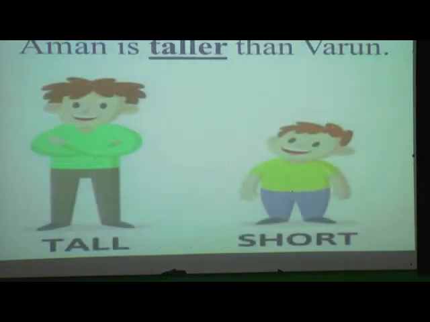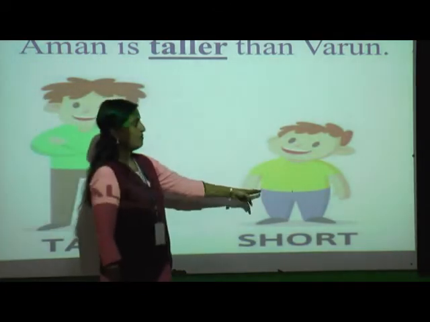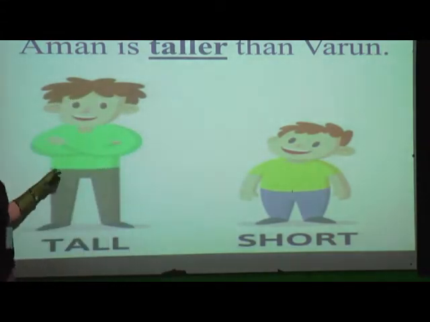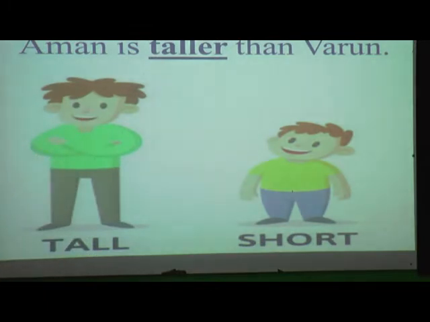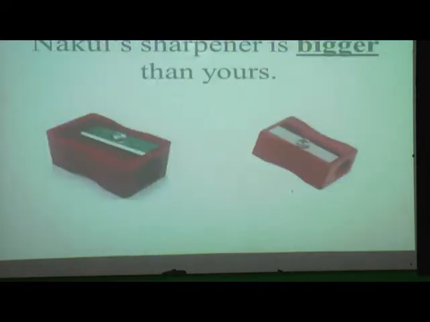Now here, Aman is taller than Varun. You can see here, he is Aman and he is Varun. So who is taller here? Aman. Here we can see only two persons are there. So taller is what? Taller means we are comparing Aman with Varun, and taller is the adjective to which we have added the word er.